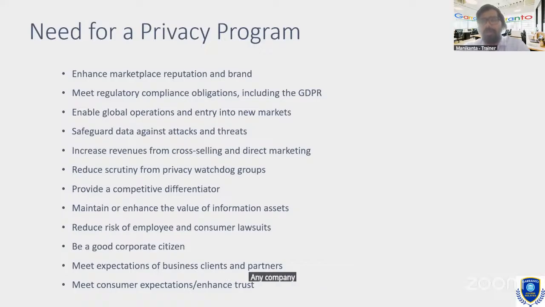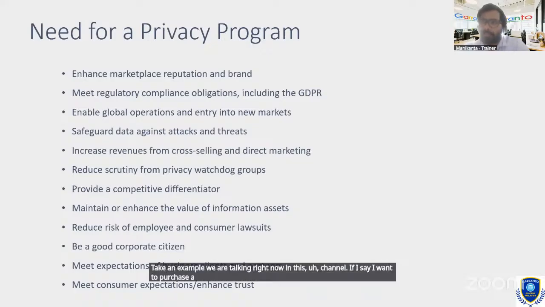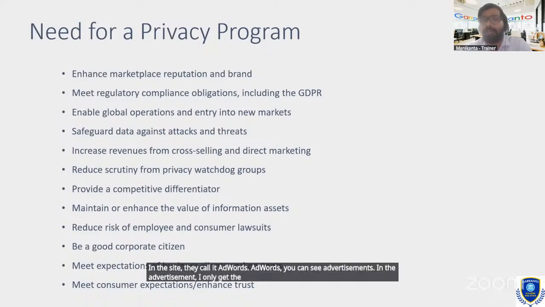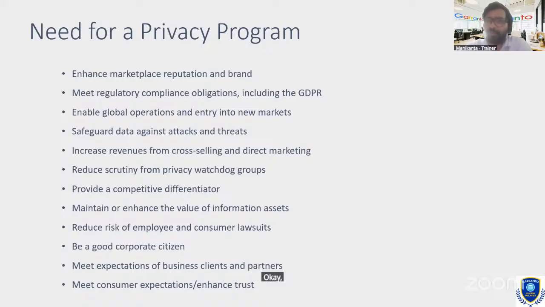Any company globally, take an example, we are talking right now in this channel. If I say I want to purchase a Dell laptop and I'm looking for an i7 model with 16 GB of RAM, then after a certain time, maybe a couple of minutes, if I browse and go to the internet, I type something, in the site, they call it AdWords. AdWords means you can see advertisements. In the advertisements, I only get advertisements related to a laptop. This is happening to everyone globally.